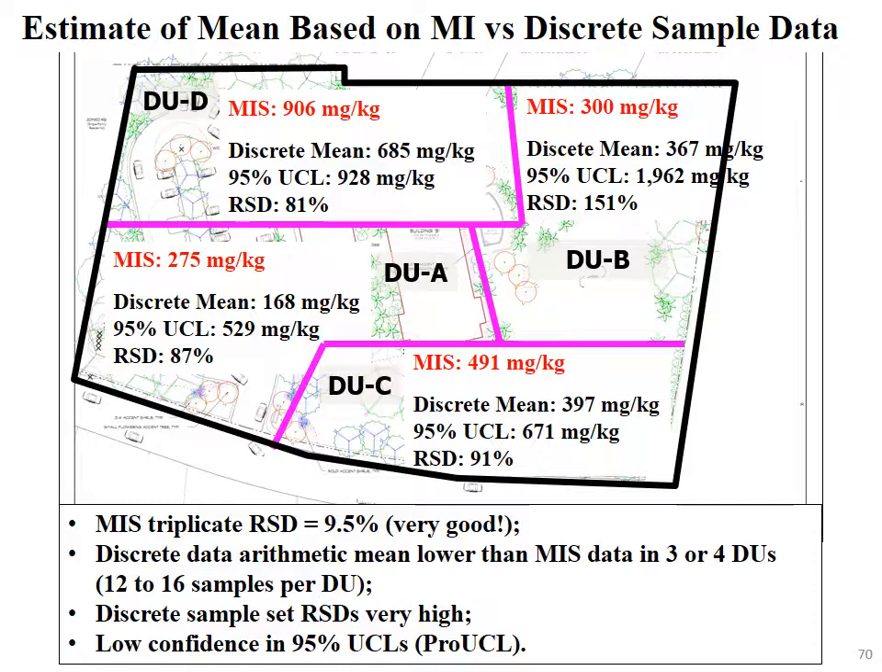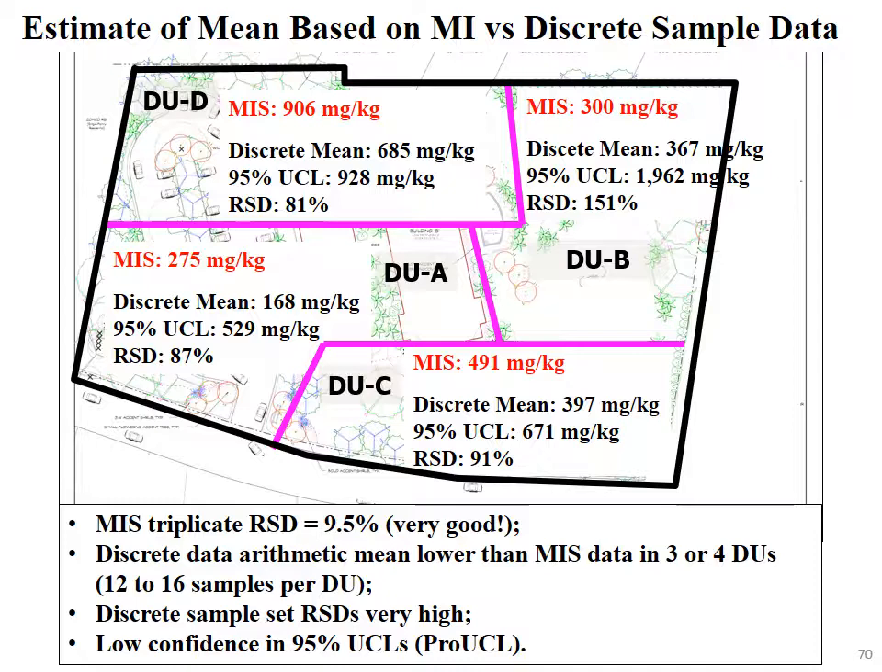We see this all the time. The mean of discrete samples is very typically lower than an MIS sample, and that's because the discrete samples are missing hotspots. You're testing fewer areas with discrete samples typically. You're not collecting the samples properly, and you're going to end up missing hotspots. You're going to get a lower mean. So the 95% UCLs also in DUs A and B for the discrete samples are a lot higher than the MIS. In the MIS, we have a lot of confidence. But look at how high that is, 529 versus 225, RSD 87. No confidence at all in this UCL.